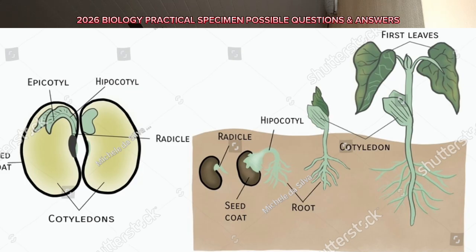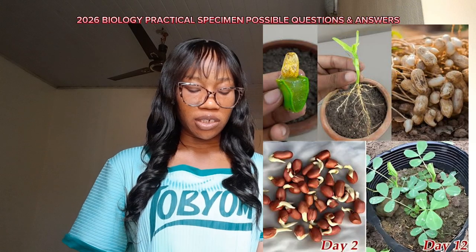So the reason for epigeal germination is that the seed leaf is carried above the soil surface by the epicotyl. When the epicotyl elongates, it pushes the cotyledon, which is the seed leaf, up to the extent that it gets above the soil surface.